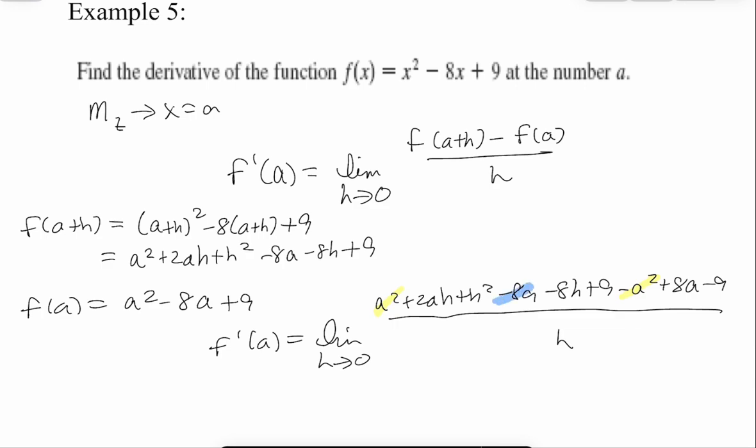I see a negative 8a and a positive 8a. I see a positive 9 and a negative 9. All the other terms contain an h. So at this time, you can do it in a second step, but why not cancel and divide by h?